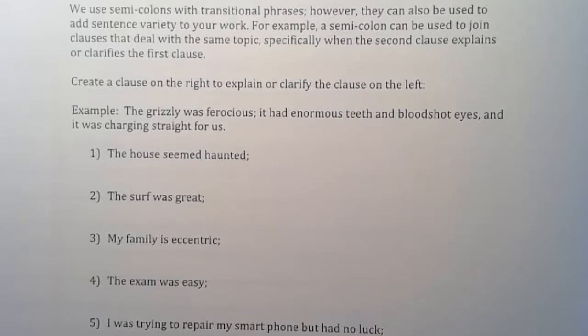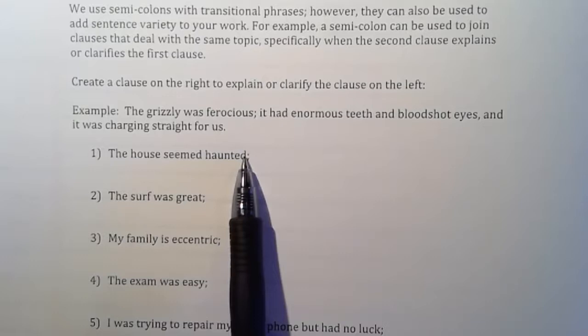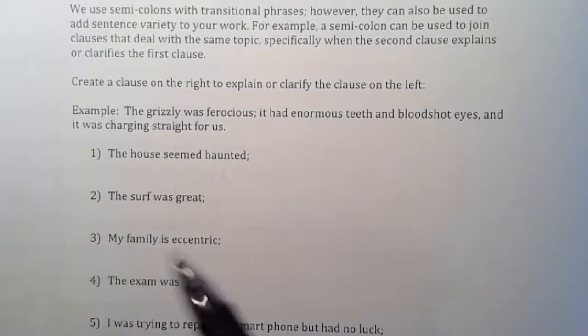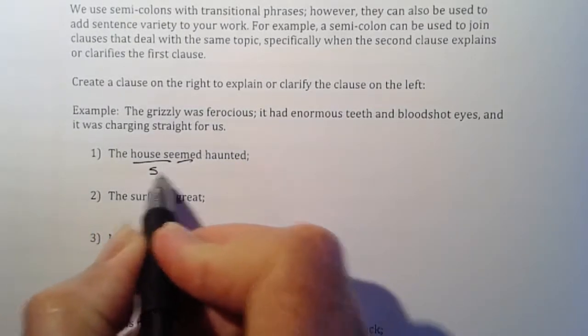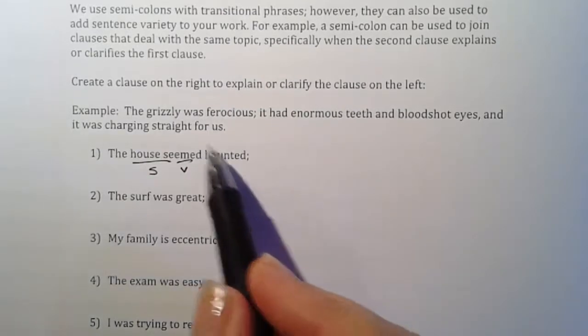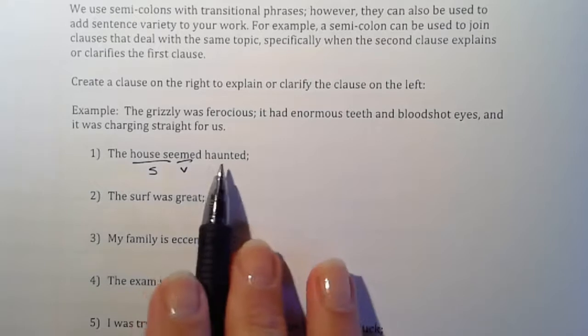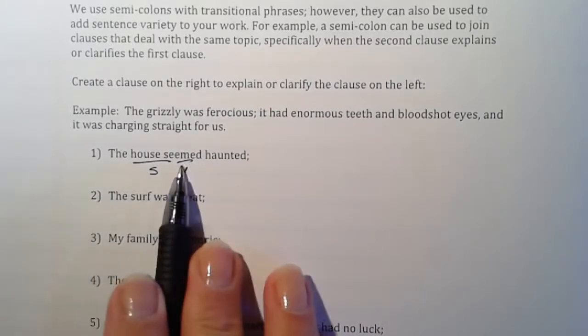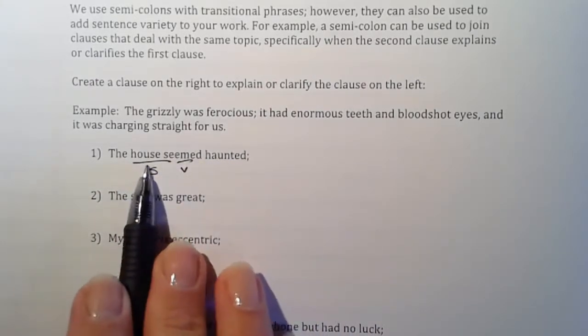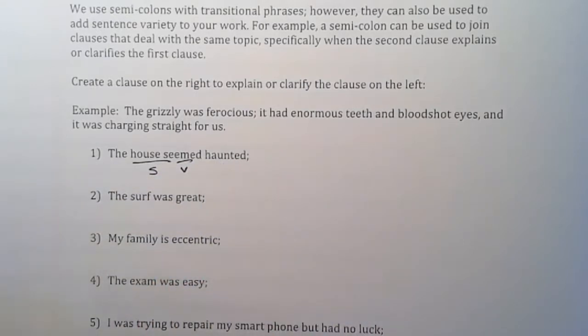A semicolon is used to join two clauses together that deal with the same topic, specifically when the second clause explains or clarifies the first. So our first clause here is a subject and a verb. So we've got a clause that could be a sentence by itself. But it's a little vague. It's almost like introducing a topic here. The house seemed haunted. Well, why did it seem haunted?